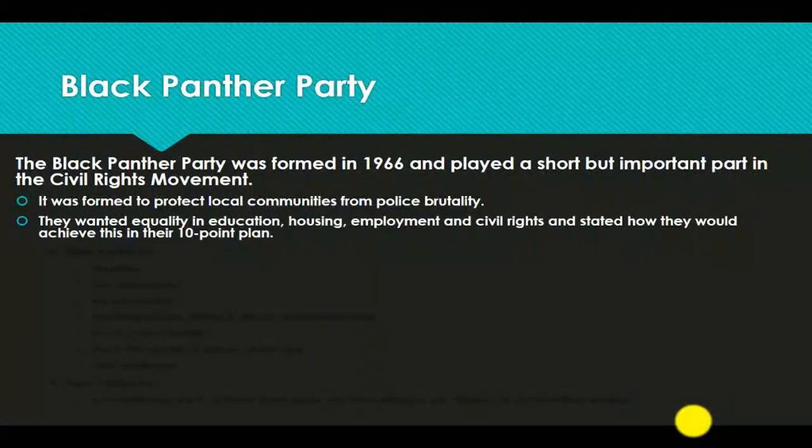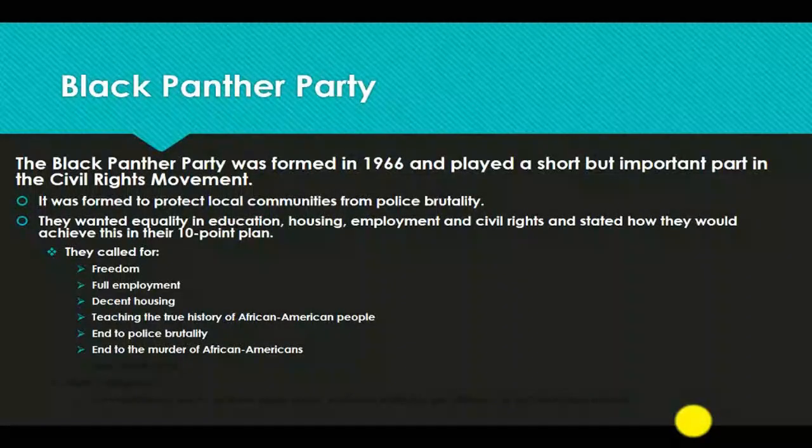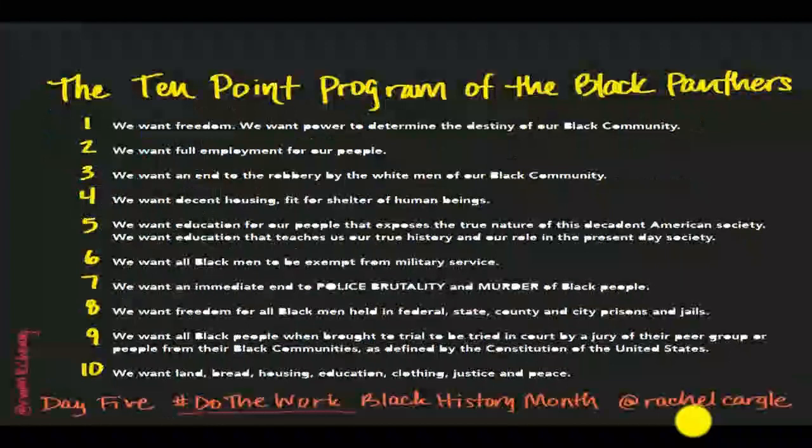They wanted equality in education, housing, employment, and civil rights, and stated how they would achieve this in their 10-point plan. They called for freedom, full employment, decent housing, teaching the true history of African American people, an end to police brutality, an end to the murder of African Americans, free health care. They also called for a revolutionary war to achieve these goals and were willing to use violence to get what they wanted. And that was unlike the civil rights movement, which called for passive, peaceful resistance.